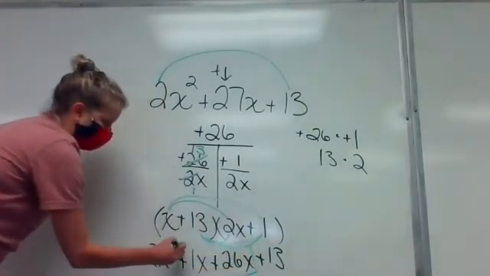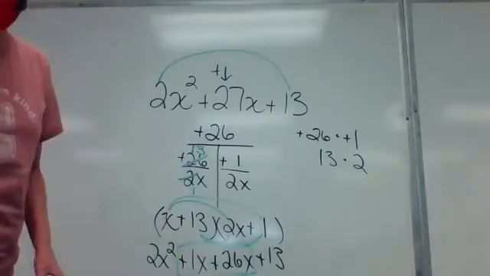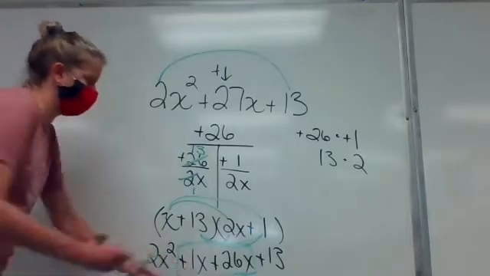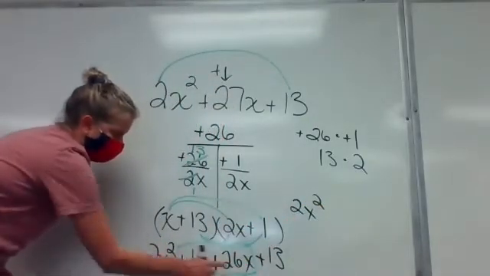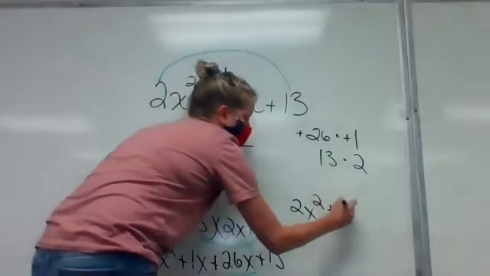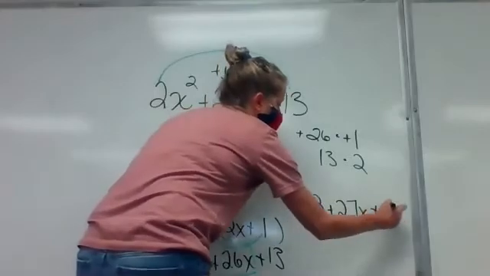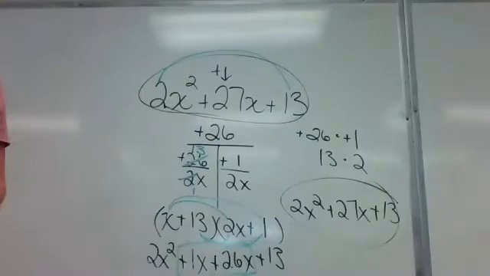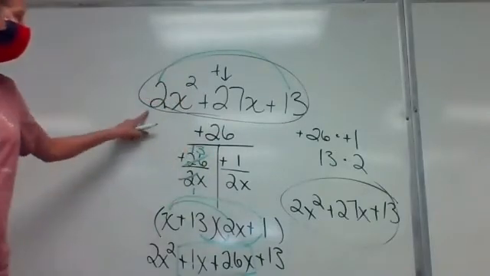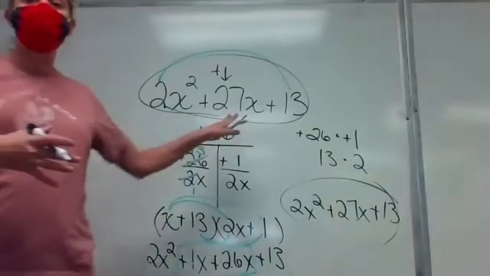Look at your middle two terms. Aren't they both x's? Which means they're like terms. So let's see, what am I going to be ending up with? 2x squared. If you put these x's together, 1 and 26 gives you 27x plus 13. Look what you started with. So what you have done is you have broken this down into the factors that were multiplied together to get this.